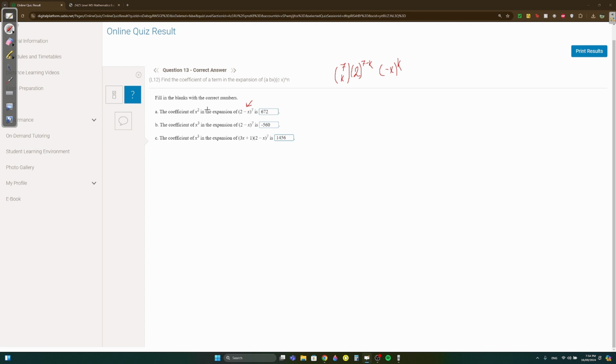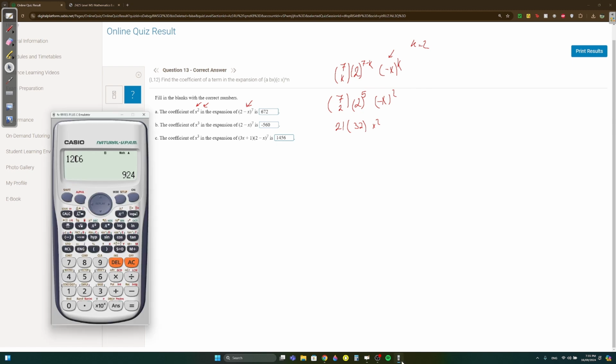Okay, we want the coefficient of x squared. What's the power of x here? It's k. Now, how much do I want it to be? 2. So k equals 2. So 7c2, 2 to the power of 5, minus x to the power of 2. 7c2 is 21, 2 to the power of 5 is 32, minus x squared is just x squared. So you get 21 times 32, which is 672. Okay, how about x cubed?